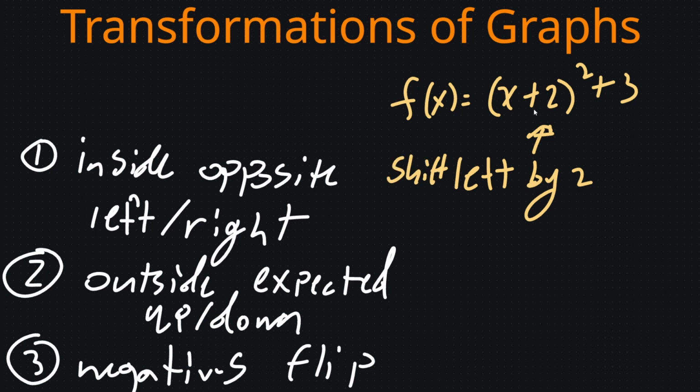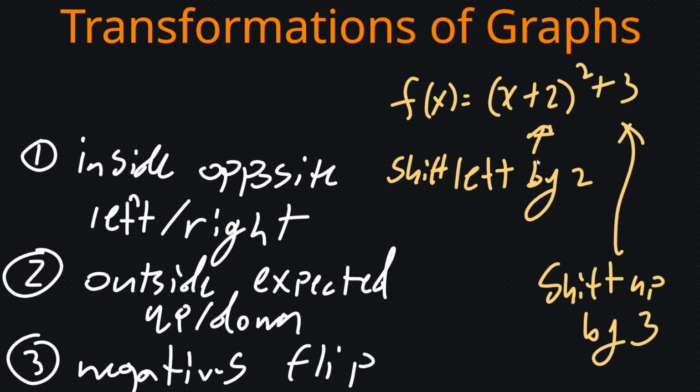So once again, it's positive, but because it's inside the parentheses, I'm going to do the opposite and move it left instead of right. Now when we look at this 3 over here, it's on the outside of the graph, so it's going to do what we expect. And it's going to be an up-down action, a vertical action. And so this is going to be a shift up by 3. And it's really easy to read this graph. Let's see what that looks like.